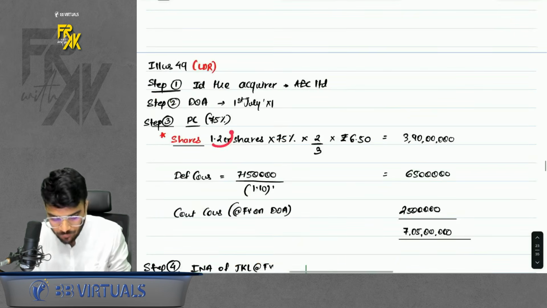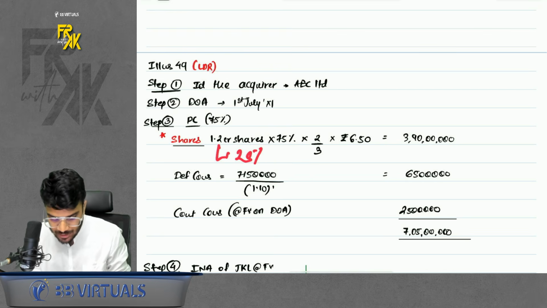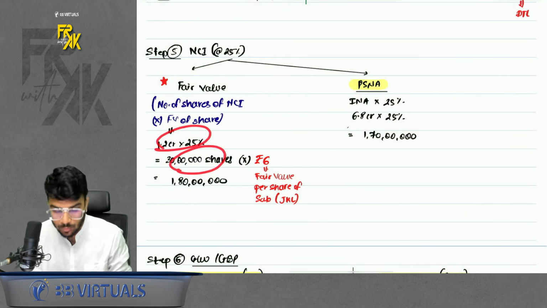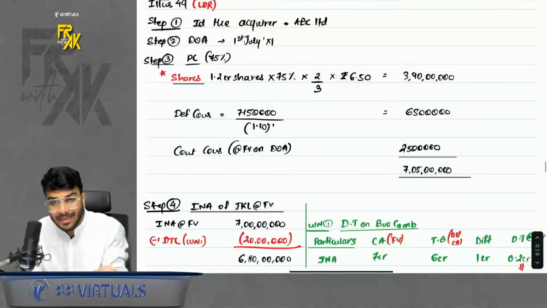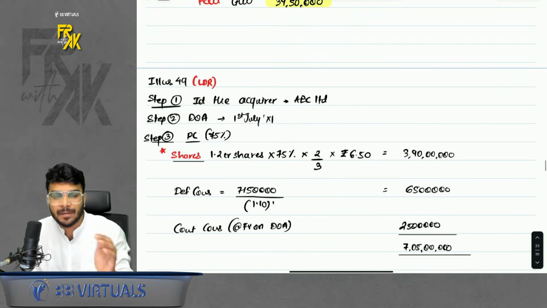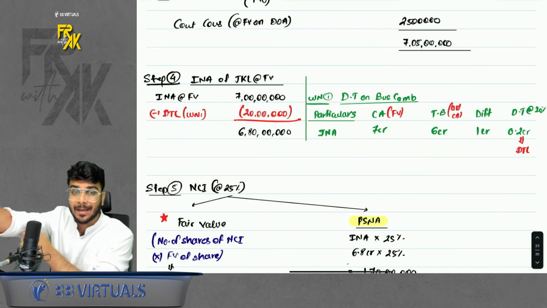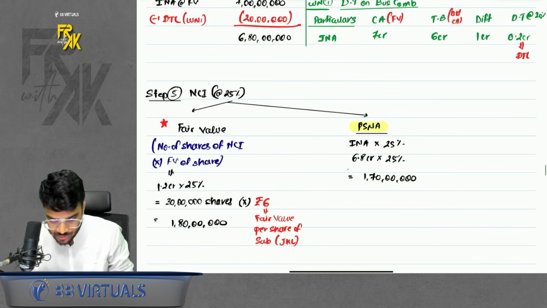So if out of 1.2 crore shares I had 75%, then 25% of this 1.2 crore shares will be with NCI. So you can multiply by 25%. NCI will have whose shares? NCI will have the share of the subsidiary company, because in the subsidiary company I have 75% and NCI has 25%. So multiply by the share price of the subsidiary. You will get the fair value of NCI.